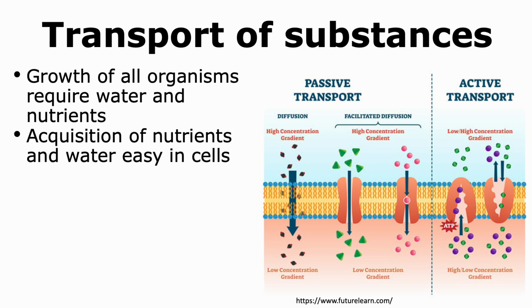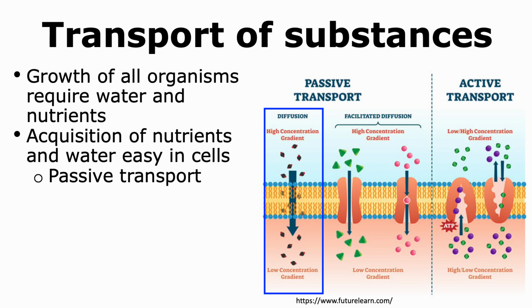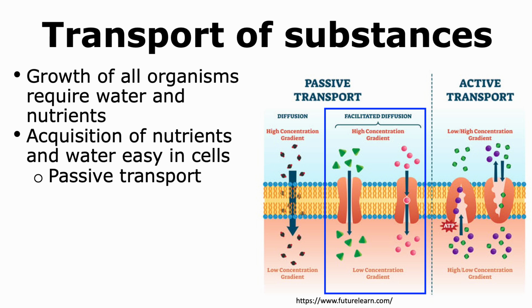This acquisition can happen through passive transport, where solutes or substances move from a high concentration gradient to a low concentration gradient. In the context of a cell, this can happen directly through the plasma membrane through diffusion, or proteins present in the plasma membrane can facilitate this movement, and hence it is called facilitated diffusion. Passive transport does not require any energy, and the flow of transport is always from the region of high concentration to the region of low concentration.